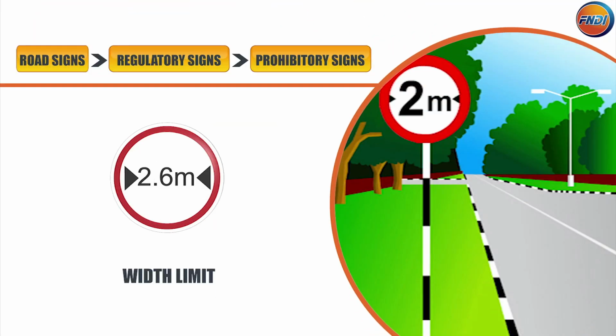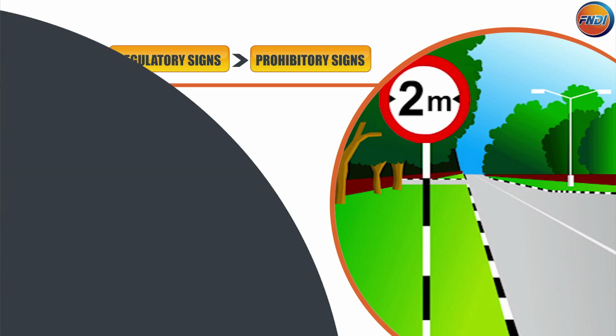Maximum width limits. This sign shows the maximum width permitted. This is imposed to prevent entry to roads physically incapable of accommodating larger vehicles or vehicles with wider objects. It can be seen near tunnels, bridges, and basement parking.